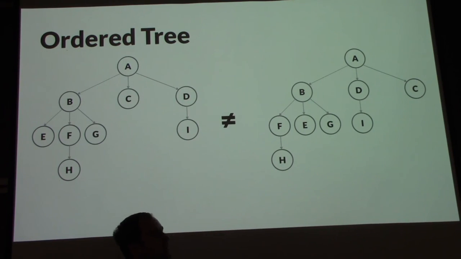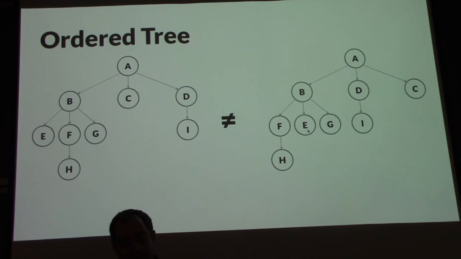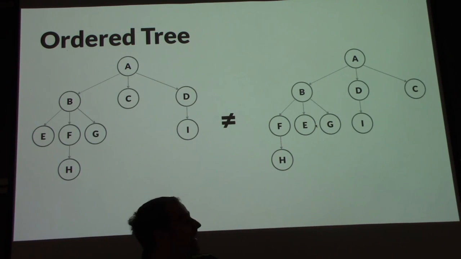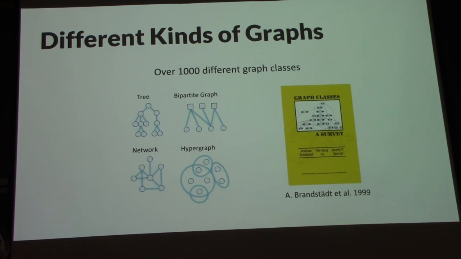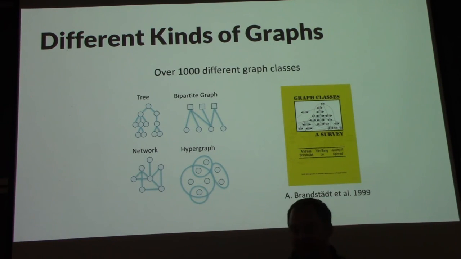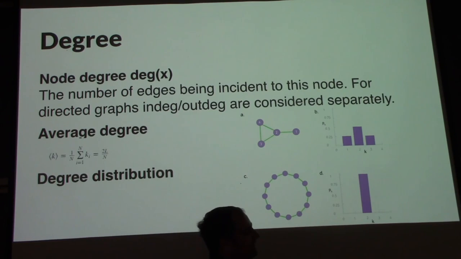Trees can be ordered. Typically, we don't think of graphs as ordered, but we use ordered trees in many algorithms and applications. So in this case here, if we consider this tree to be ordered, we wouldn't consider those two trees to be equal because the order of E and F here is different, as you can see. For a general graph, if you just look at the topology, those are identical. And there are actually over 1,000 named graph classes, cliques and trees and bipartite graphs and networks and hypergraphs and so on. There are whole books on graph classes. So if you're interested in this kind of thing, you can take a look at this book.